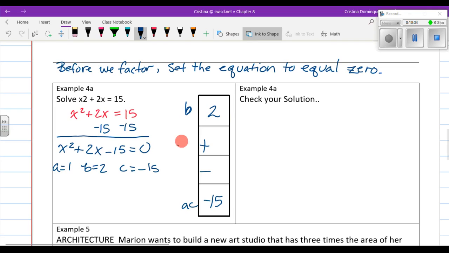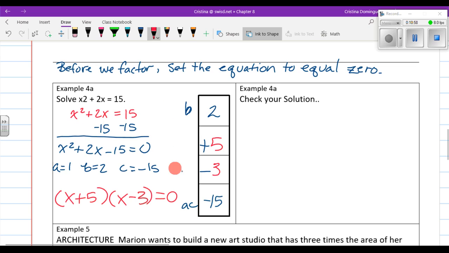Okay, we are looking at 3 and 5. This is positive, so 5 is going to go with the positive. Good. We always keep the sign of the larger number. And then I take those two and just pop them right in. I got x plus 5 times x minus 3. Now don't forget, this equals 0, right?